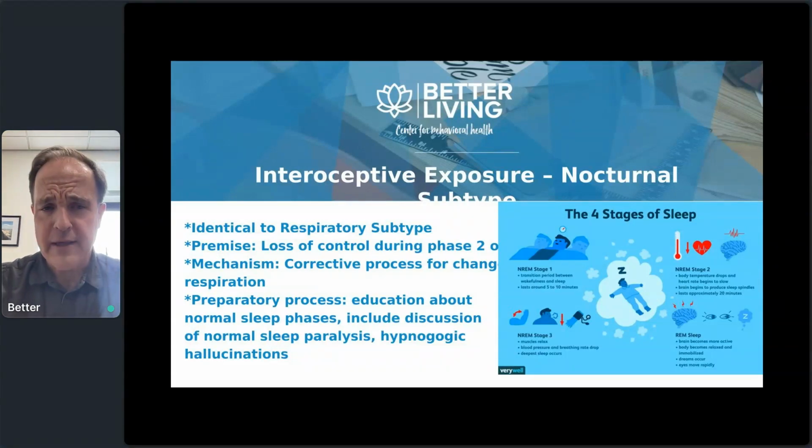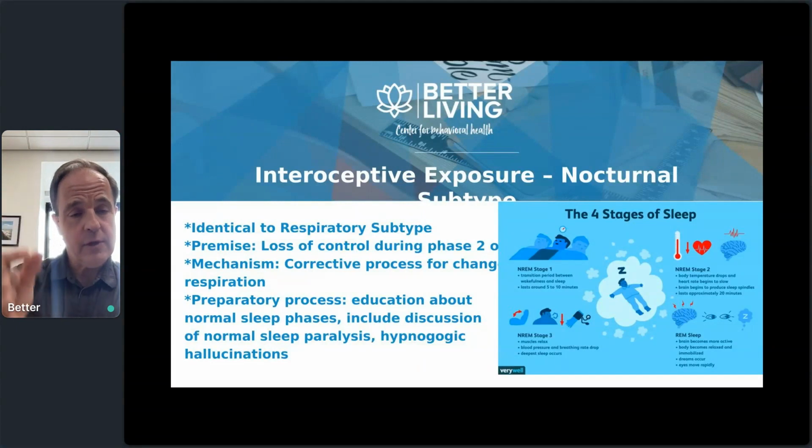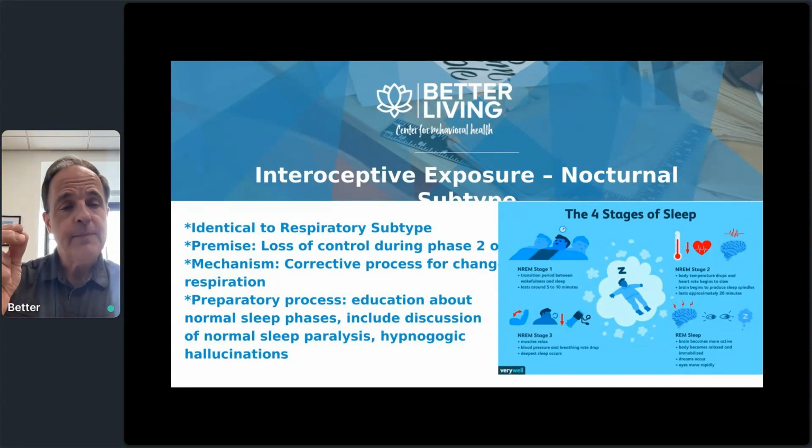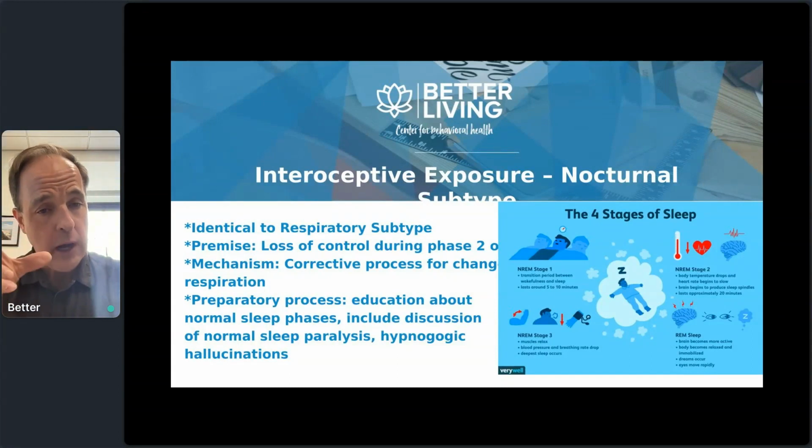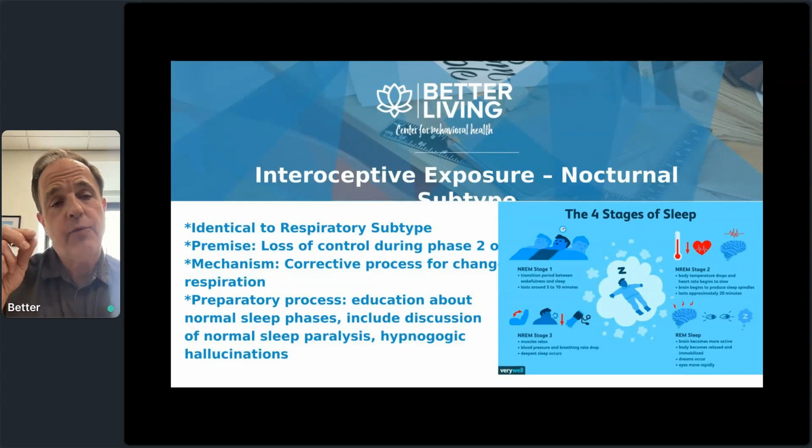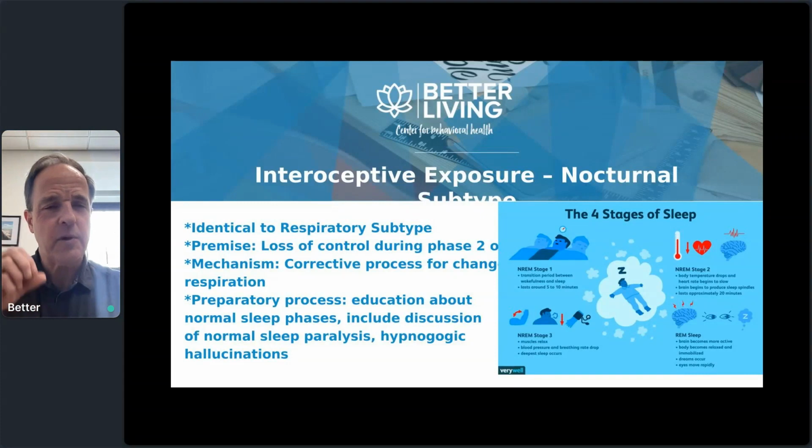The other preparatory process for the nocturnal panic subtype is to educate people about all the phases of sleep and include in it things that are normal processes that sometimes people react with alarm to, which include that one minute phase of sleep where if you awaken during it, there is sleep paralysis. So there is a phase of sleep where being unable to move is a normal part of the process. And if you wake up during that time and you open your eyes, it is not unusual for people to have what are called hypnagogic hallucinations, which is kind of a light experience.